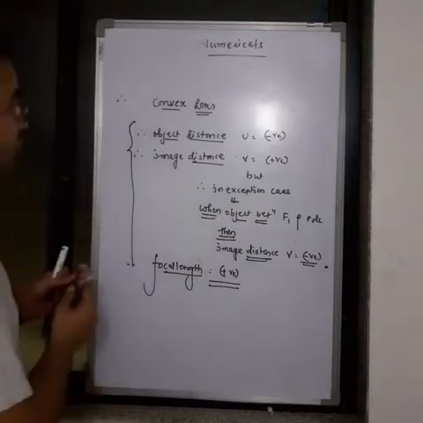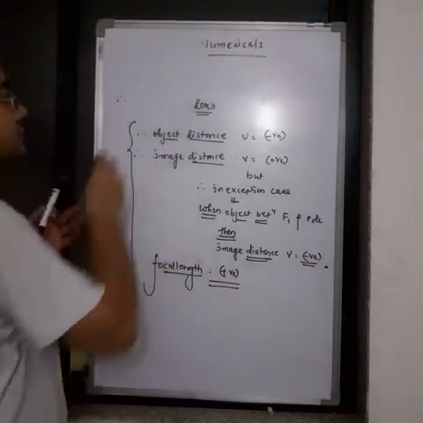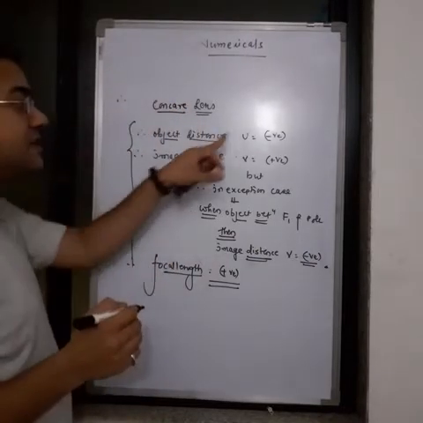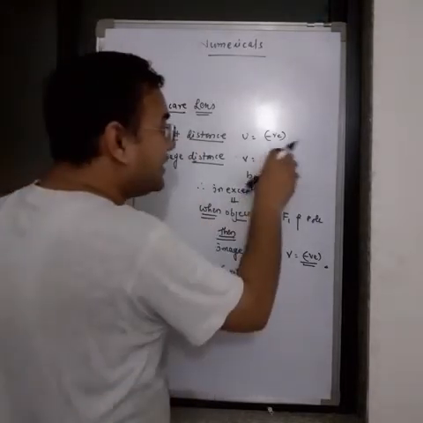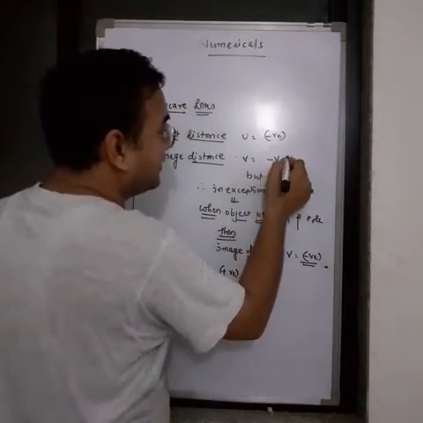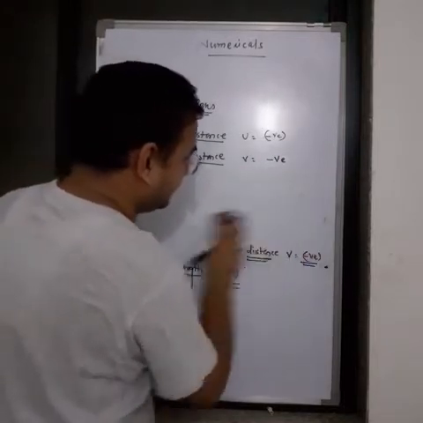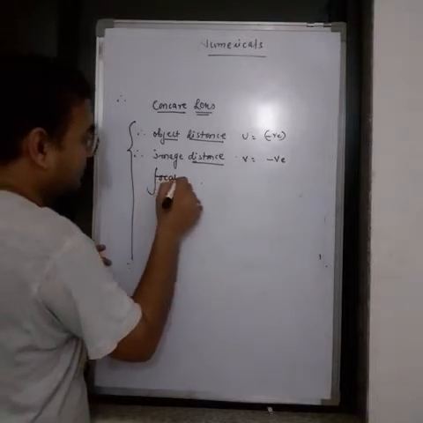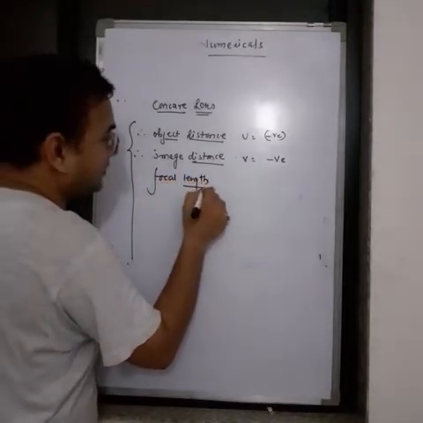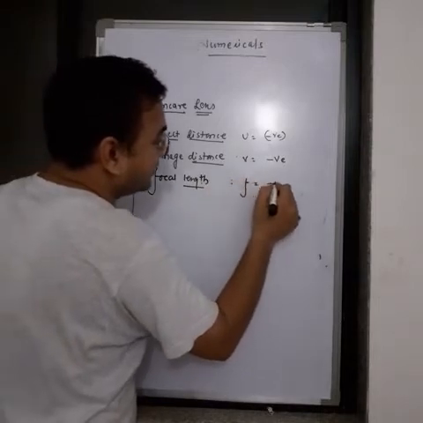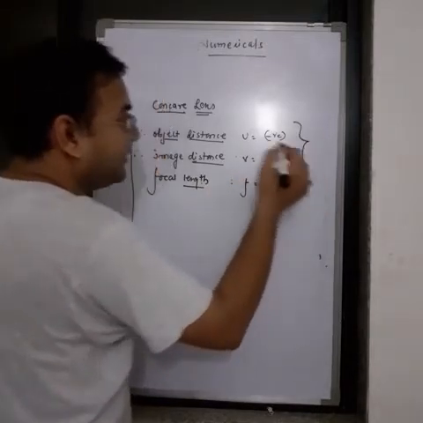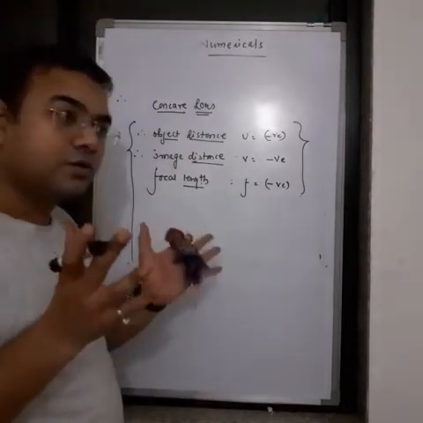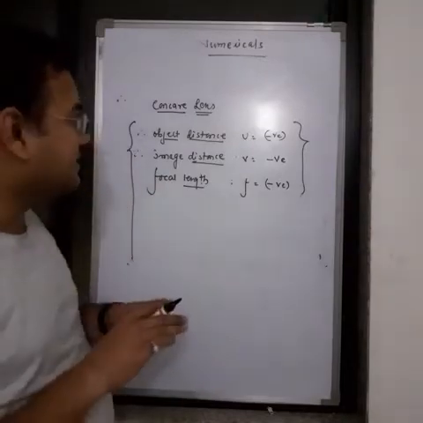Similarly for a concave lens, object distance negative, image distance remains negative, and focal length is also negative. So when we are going to solve the numericals, we have to keep in our mind how to correlate all the values. We just take a simple example.